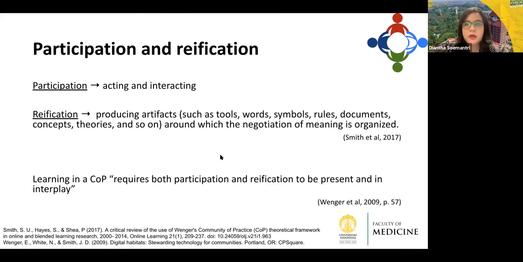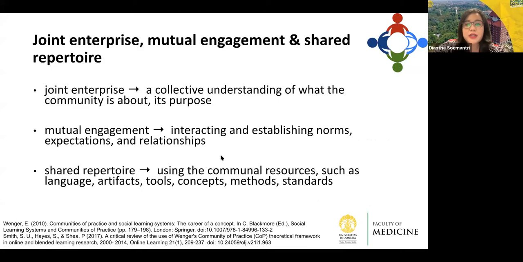And then at the end, they will produce certain values, certain practice, certain knowledge, and so forth. In order to achieve that common goal, there needs to be joint enterprise where there is collective understanding of what the community is about or its purpose. So everyone in the COP will have to understand what they want to achieve from the COP and why the COP is necessary. And there should be mutual engagement where everybody interacts. And of course, there will be norms and expectations and trusting relationship.